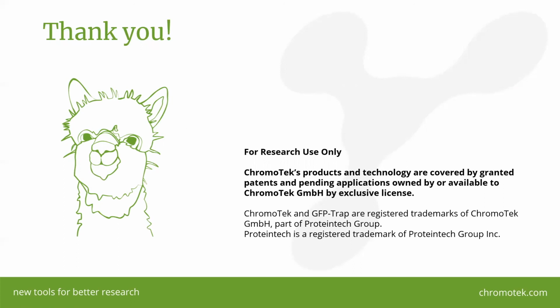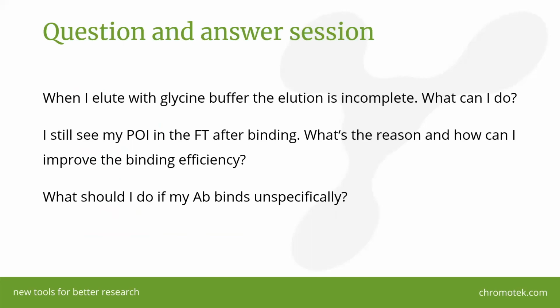Yeah, thank you, Christoph, for your in-depth introduction into the trouble that may occur during an immunoprecipitation and a co-IP. We will now switch over to a questions and answer session. We have selected 4 questions that have already been submitted previously. And we would like to start with the first question, which is, when I elute with glycine buffer, the elution is still incomplete. What can I do?